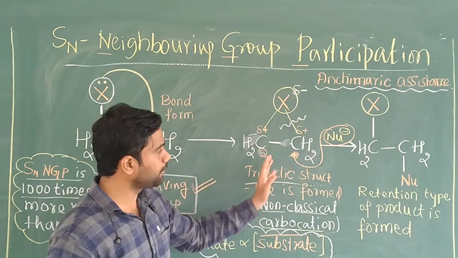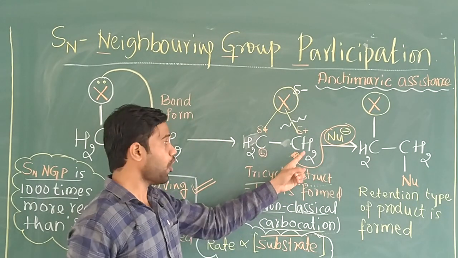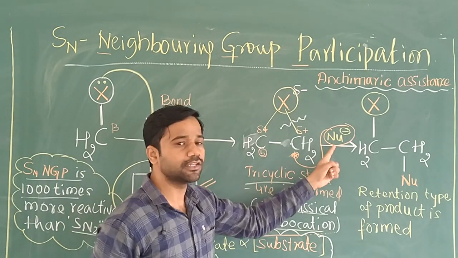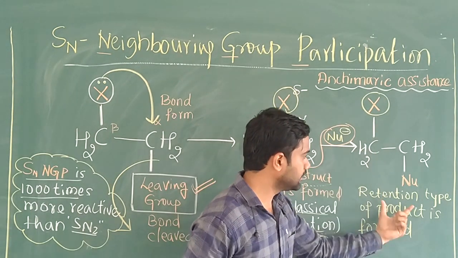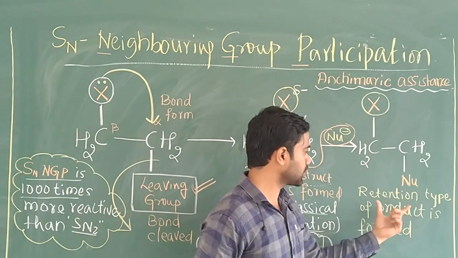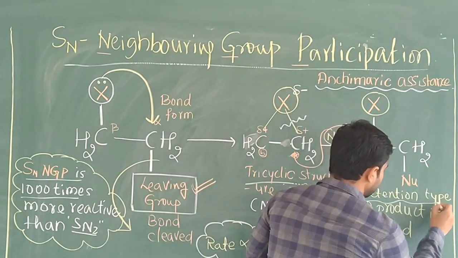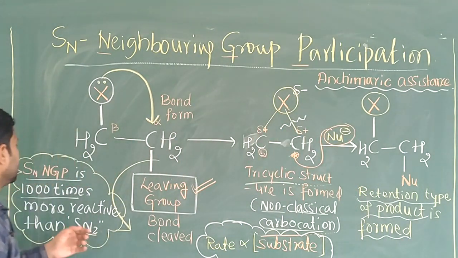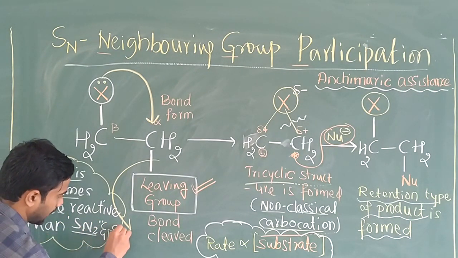After the breaking of the bond, the nucleophile takes place on the alpha carbon or on the beta carbon. In this case, I am considering that the nucleophile attacks the alpha carbon. Which type of attack forms? Retention. The retention type of product is formed in the case of the SN-NGP mechanism. This SN-NGP is 1000 times more reactive than the SN2 and SN1 mechanisms.